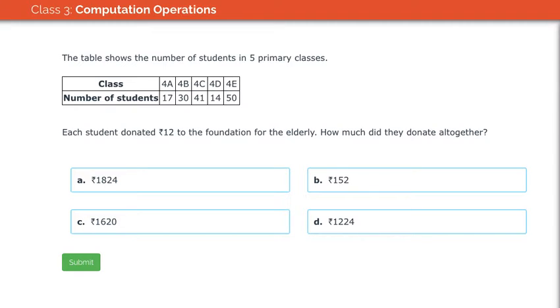Now let's do the tens place. Put a 0 at the bottom. 1 into 2, 2. 1 into 5, 5. 1 into 1, 1. Let's add them. 4 plus 0, 4. 2 plus 0, 2. 3 plus 5, 8. 1 will go down. 1824. 1824 is the answer.